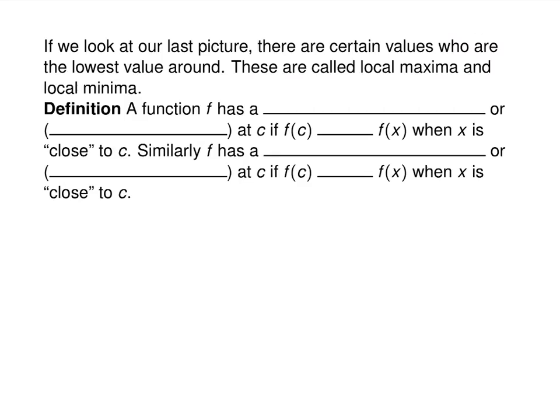Okay. So if you look at the picture that you had in the previous page, there are certain values which are the highest or lowest value around. These are called local extrema. So local maxima and local minima. So that picture looked something like this, right? Approximately-ish.